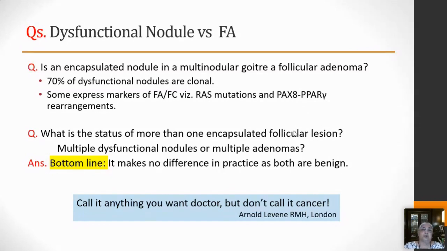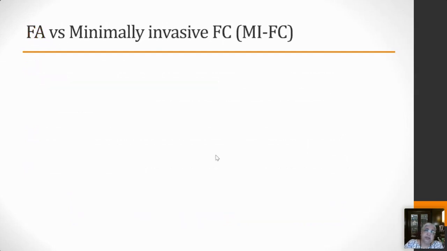You feel that the capsule is complete. You feel that there are 3 of these kind of nodules with the complete capsules. Please call them follicular adenomas if you want, or call them dysfunctional nodules, as the case may be. We come to a more important problem, and that is a follicular adenoma versus a minimally invasive follicular carcinoma.